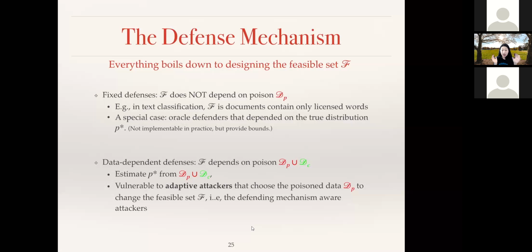because you have such a data poison defense, the attacker can adapt as well, right? If you are designing your F based on the data, then I could try to choose my poison data to change the feasible set F in a way that is playing against you. Do you see? So then this becomes an adaptive mechanism. It's like a competition between the attacker and the defender.